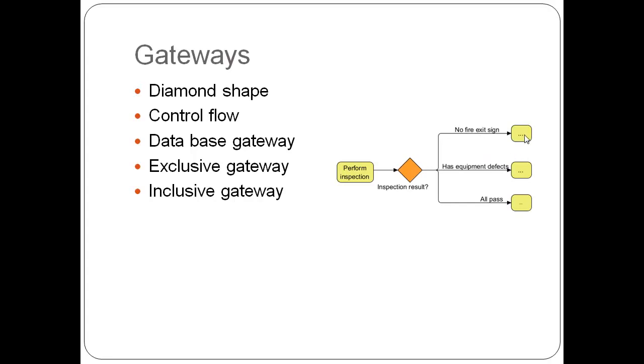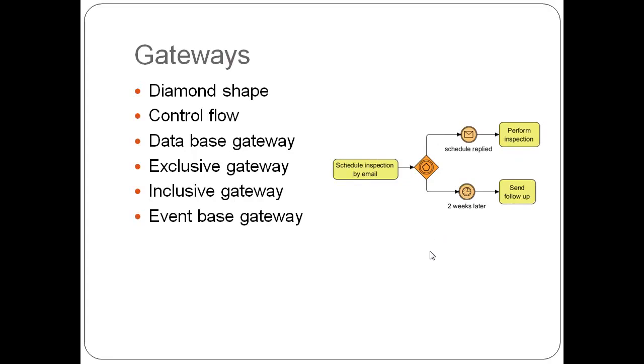So in this case, the inclusive gateway can allow you to trigger both the no exit and has equipment. Maybe for no exit, you will do a trigger to ask them to reinstall the exit, or for the defects, to recheck the defects later on for months. Or the other case is all pass. So the inclusive gateway allows you to run one of the paths, or more than one, or even every path.